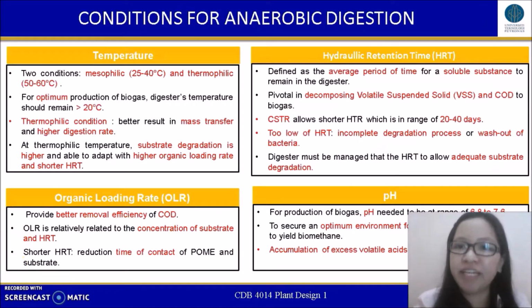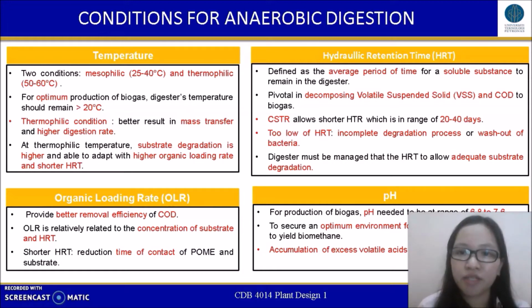Next, there are several key factors that affect the anaerobic digestion, such as temperature, hydraulic retention time, organic loading rate, and pH. For the temperature, it can be divided into mesophilic and thermophilic. Mesophilic is the condition where the temperature ranges from 25 to 40 degrees Celsius, whereas for thermophilic condition, the temperature used is from 50 to 60 degrees Celsius.